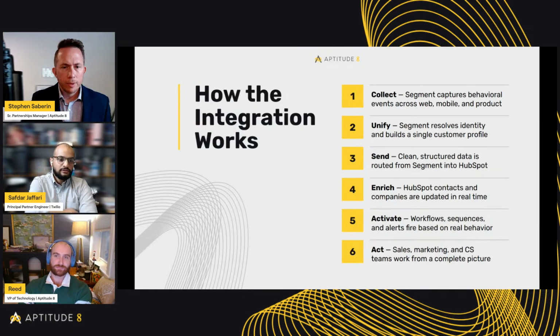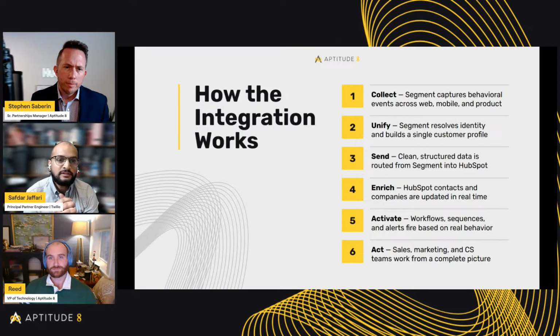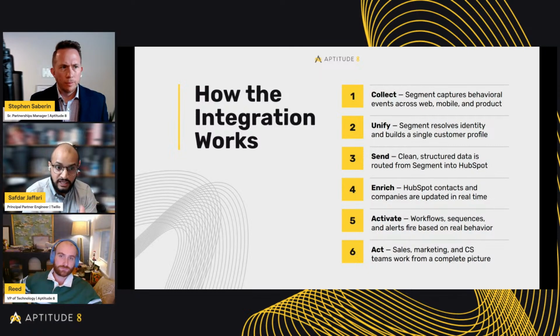So I think, just to summarize this and walk through the 6 steps here. Again, first step, collection, right? Segment is going to be collecting those behaviors across web, mobile, product, data warehouse. It's unifying that data into these resolved profiles, building this kind of single customer profile that's available across the entire stack. And then it's sending that structured data from Segment into HubSpot, where the contacts and the companies are then updated in real time.